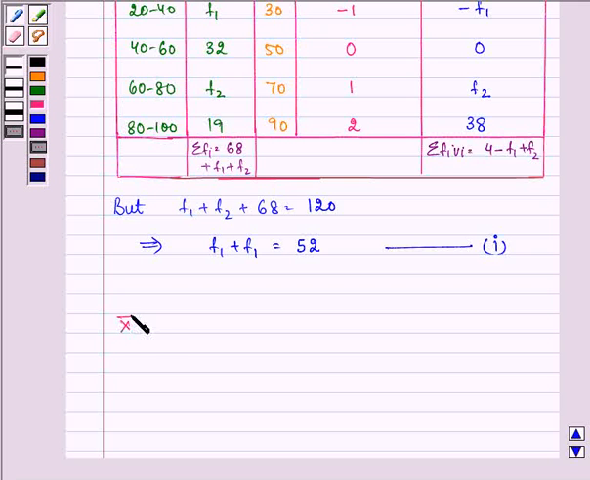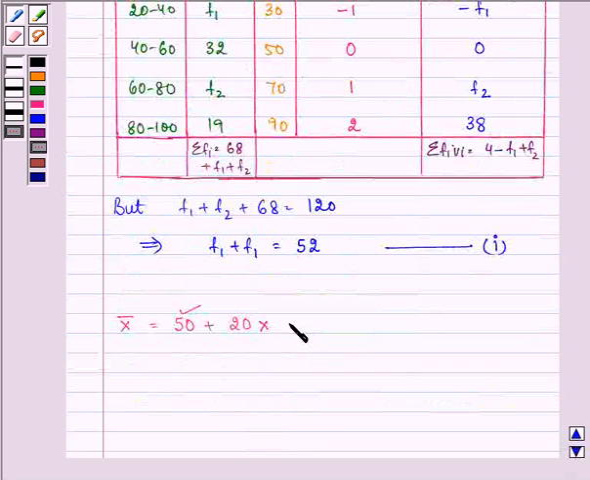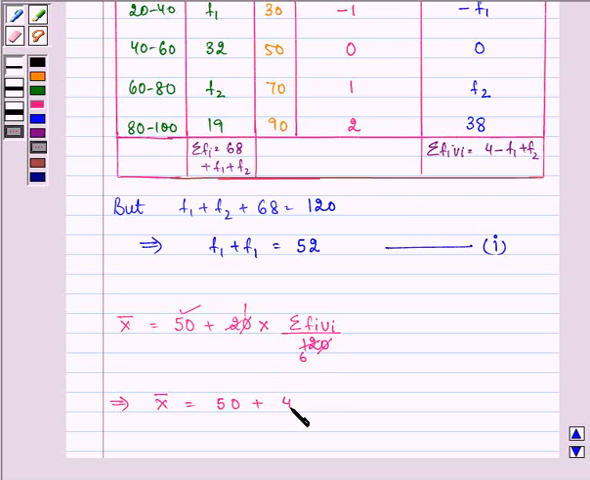Further, we can find the mean by using this shortcut method, that is given to us as 50 plus, that is the assumed mean, plus h, that is 20, which we took here, into summation fi ui divided by total number of frequencies, that is 120. This implies mean is equal to 50 plus 4 minus F1 plus F2 upon 6.